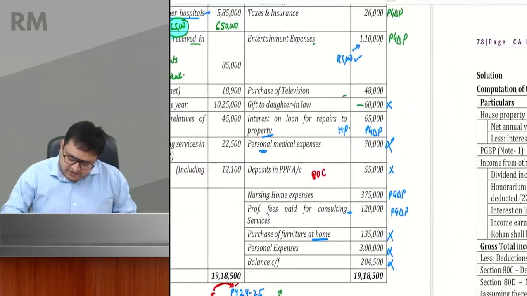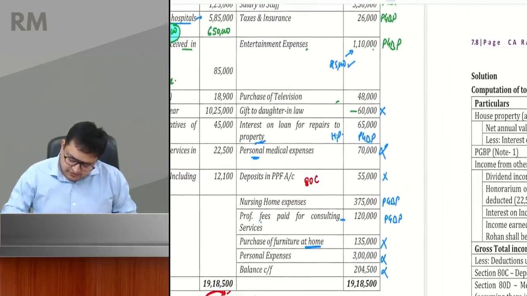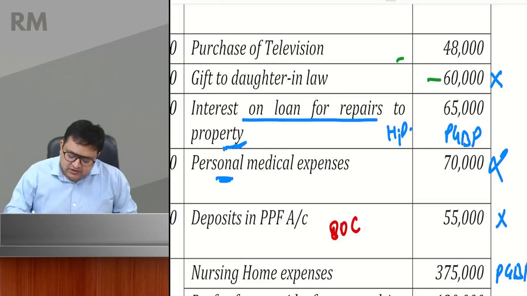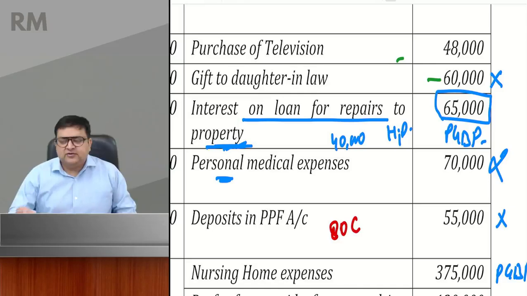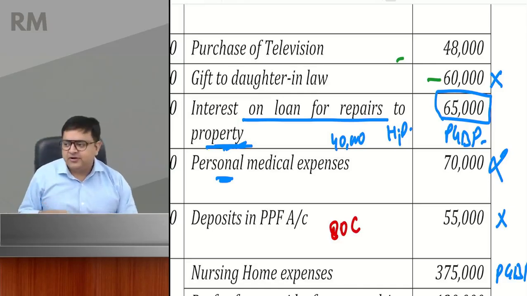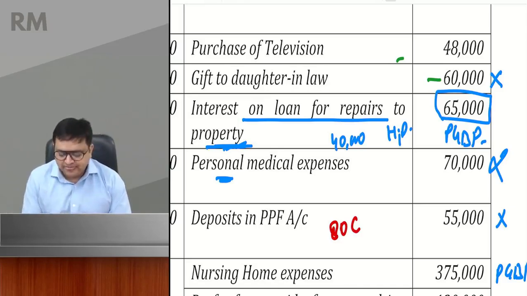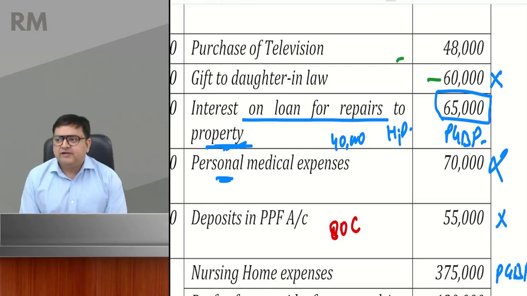There was some interest on loan here. This one. Guys, interest on loan for repair of property. And this 65,000, they are saying out of this, 40,000 is house property. And for the remaining 25,000, they have not said anything. So it means that they are for business. So tell me how much you will take for PGP? 25 only. 40,000 is for house property where we are living. So we will take only 25,000, not 40. I believe everybody is okay with it.